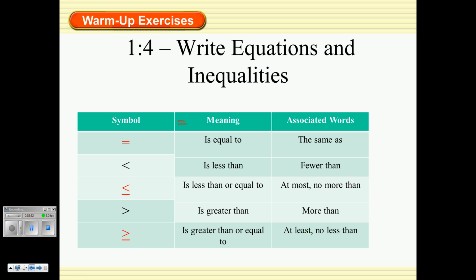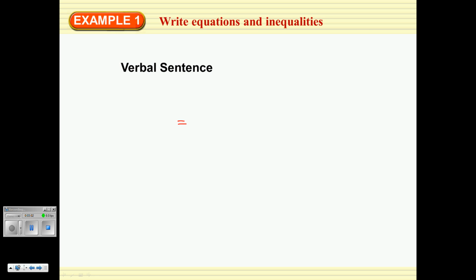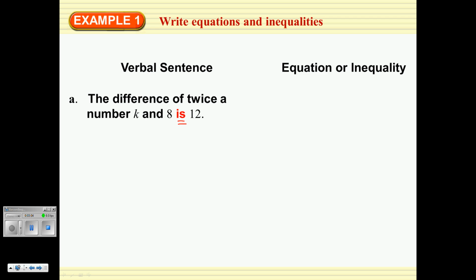So we go back to this page. And you might just write in the word is. Okay? It's an associated word for equals. Is always means equals. So now we can continue on. Okay. Here would be how we would write that.